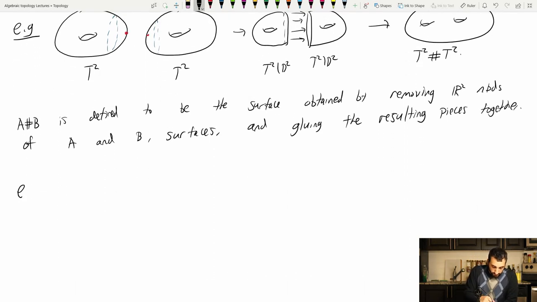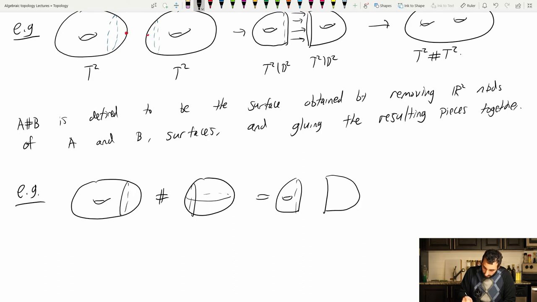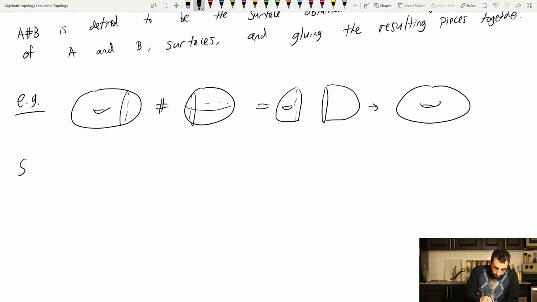Here is another interesting example. What happens if I take the torus and I take the connected sum with a sphere? Well, I cut this disc out and I cut this disc out. So I need to glue this torus piece to now this disc. And as you can see, all it does is replace the disc in the torus I cut out. And so you could convince yourself that if you have any surface, connect sum with S2 is going to do nothing, because you cut out a disc and then you glue back in a disc. So S2 is an identity for the connected sum.